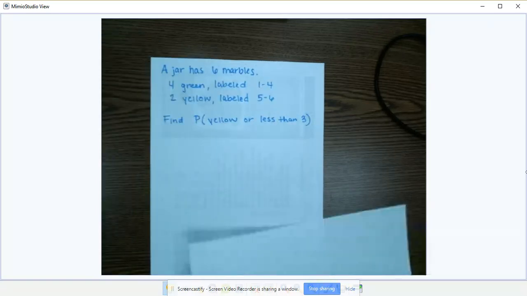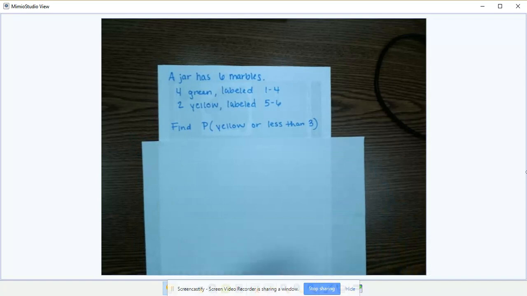I want you guys to find this probability. We have a jar that has 6 marbles. There are 4 green marbles, and they have numbers 1 through 4 on them. And there's 2 yellow marbles labeled 5 and 6. So I want you to find the probability of yellow or a number less than 3.